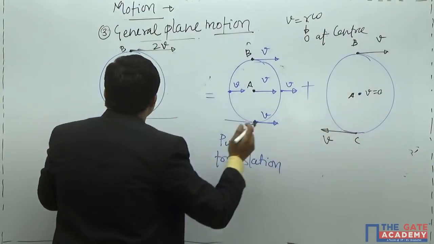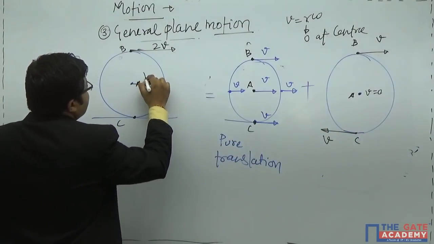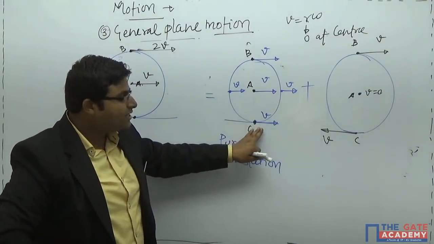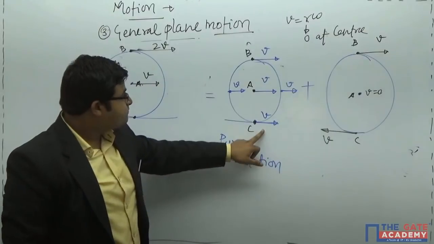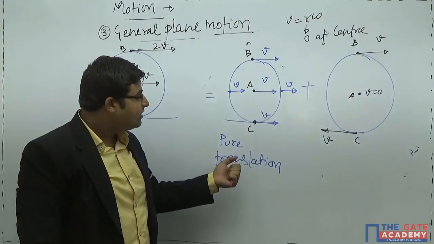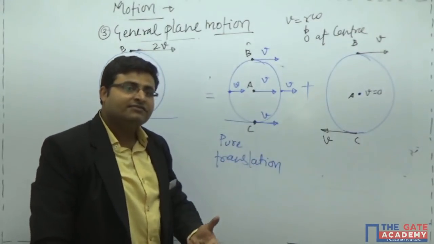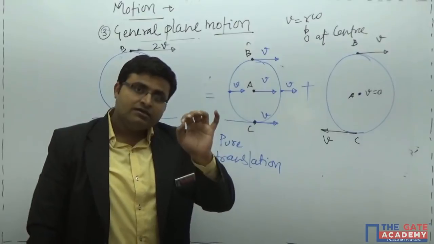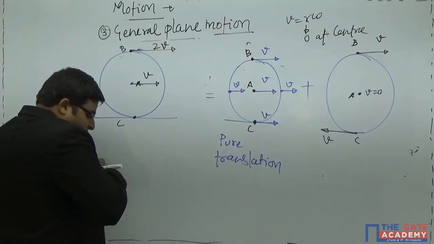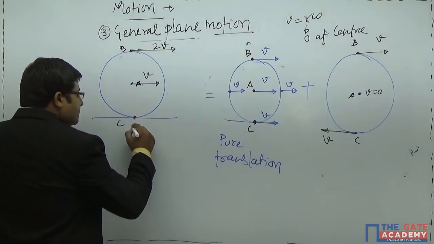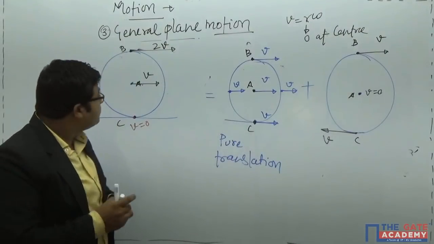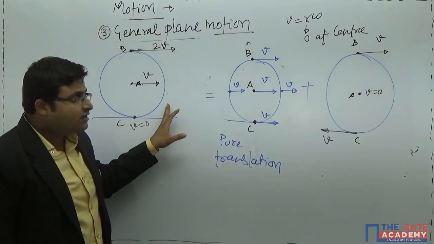At this point it is 0. So this is V only. And the important point is this point C. What is happening at this point C? At point C, this velocity is in forward direction and this velocity is in backward direction. So if we club these two, what will be the resultant velocity at point C? It will be 0. 0 only. So at this point, our velocity will be 0 only.